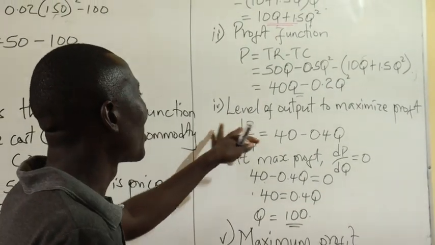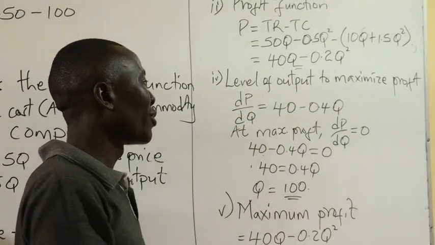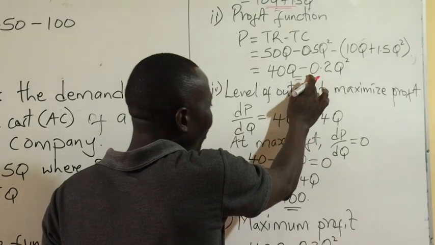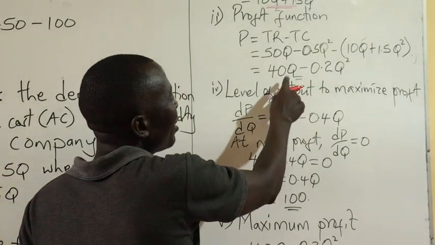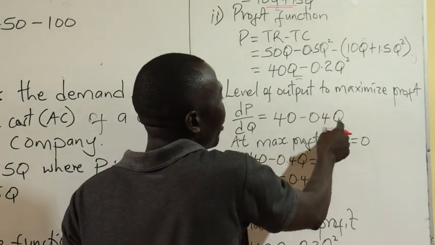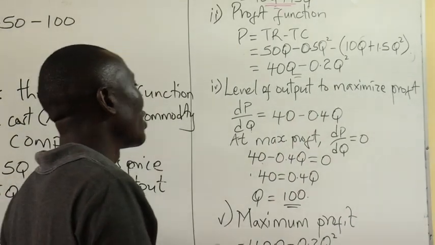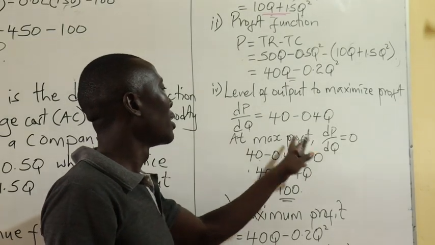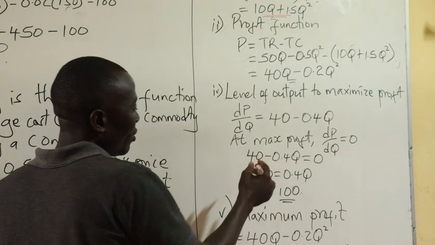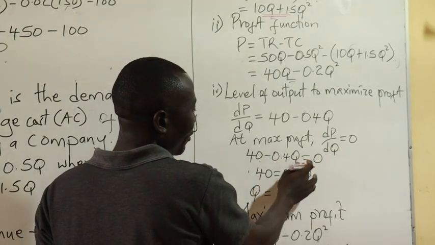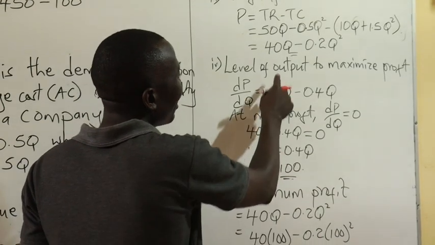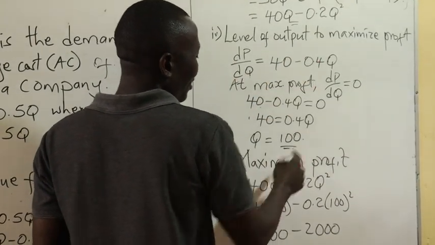In part 4, we are asked to calculate the level of output to maximize profit. As I've said, first of all, we will differentiate this profit function above with respect to Q. And when we differentiate 40Q minus 0.2Q squared, we get 40 minus 0.4Q. Therefore, at maximum profit, we said this first derivative is equal to 0. And therefore, it will be 40 minus 0.4Q equals 0, where we find our quantity. This is the level of output as 100.